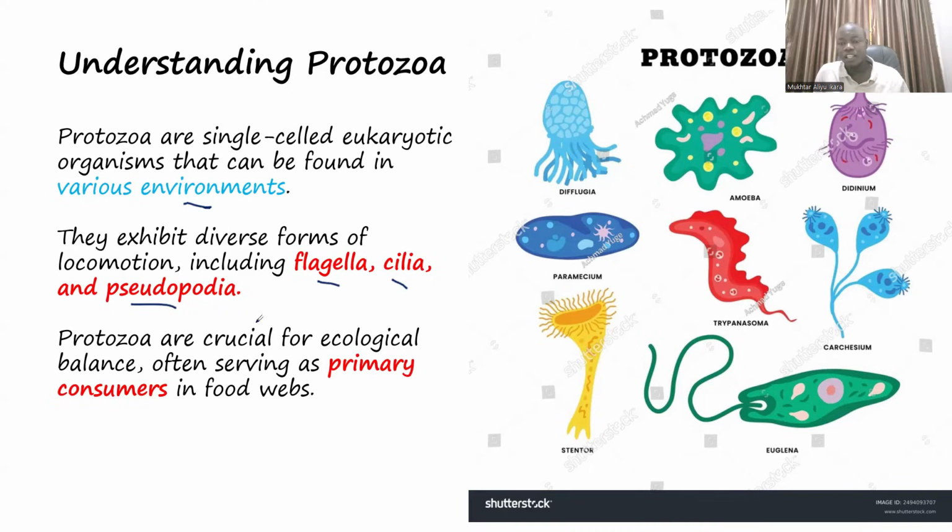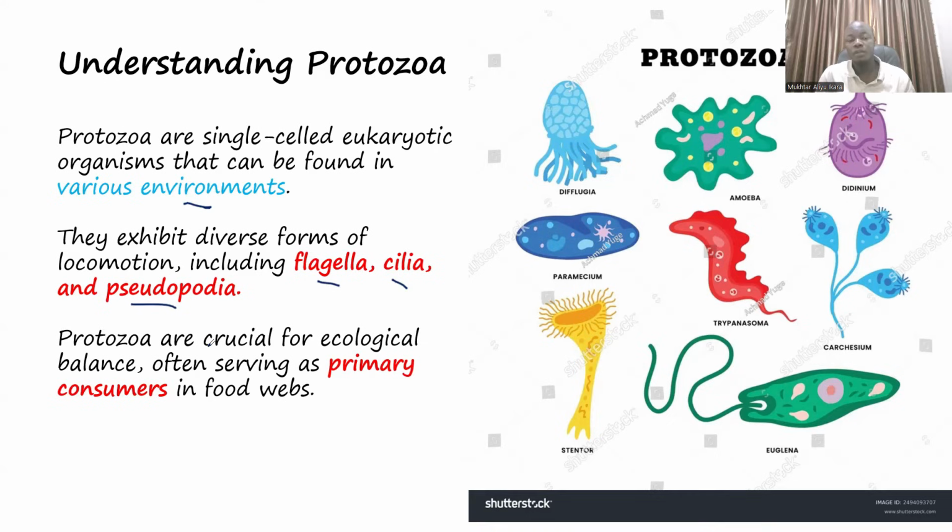And these protozoa carry out their vital functions using their organelles. So they have different organelles, some of which are flagella, cilia, and pseudopodia. They have a nucleus, they have mitochondria. So the vital functions of protozoa are carried out by their organelles. And protozoa are crucial for ecological balance, often serving as primary consumers in food webs. You know that in food webs and food chains, we have different organisms that play different roles.